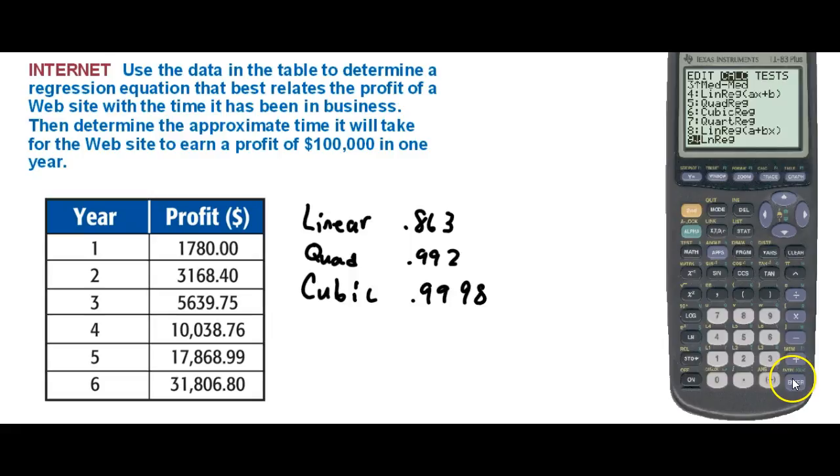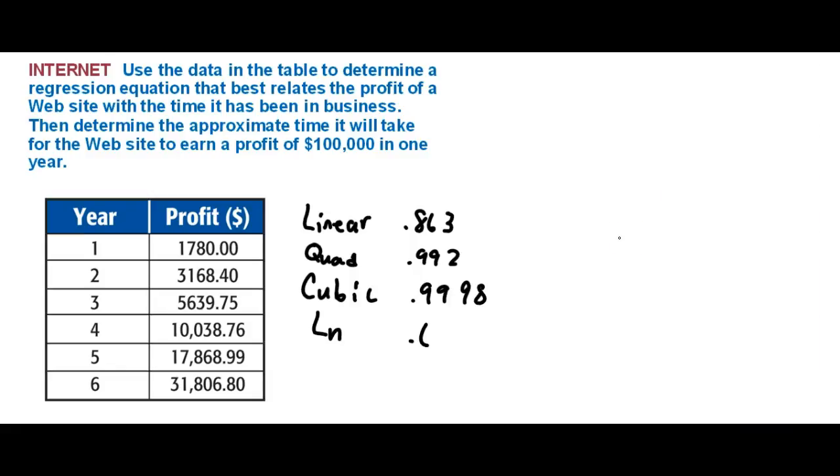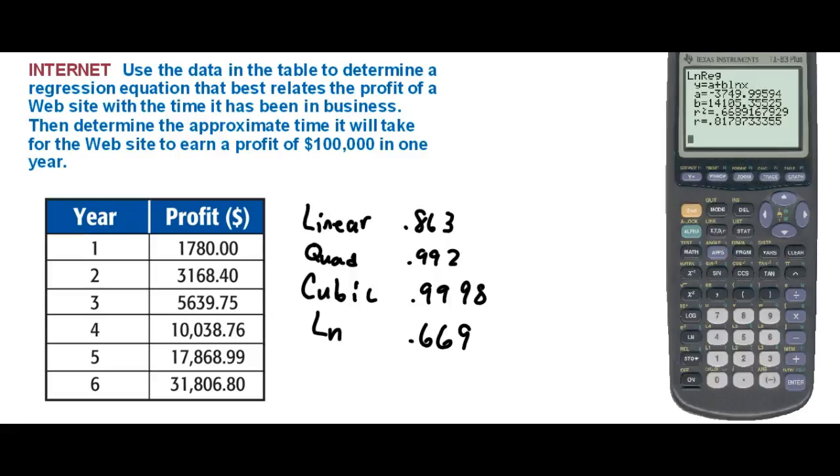For logarithmic here, we'll put in L1, L2. We get 0.669. So I'll put ln 0.669. And for exponential, by the way, you wouldn't have to do all of this every time. I would actually recommend looking at the graph first to eliminate. If you saw how good this exponential fits, you probably wouldn't bother checking the logarithmic function.